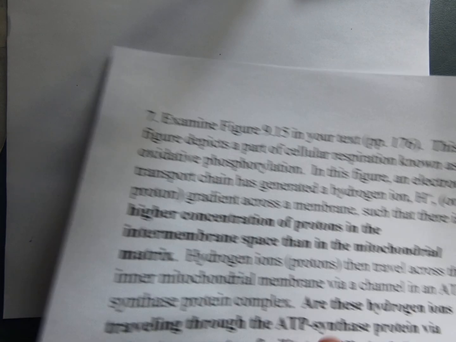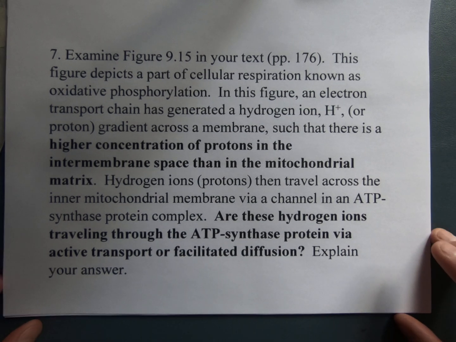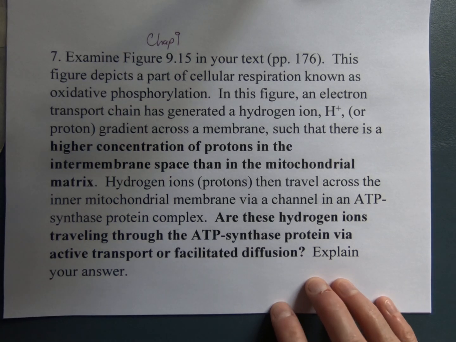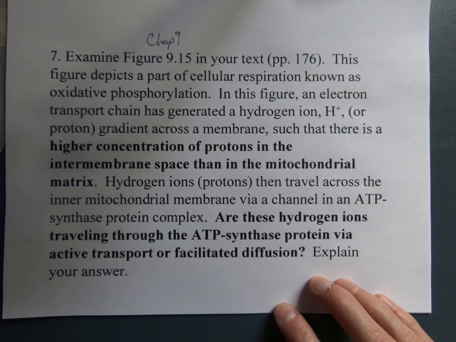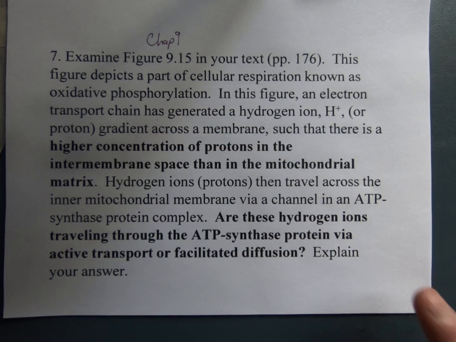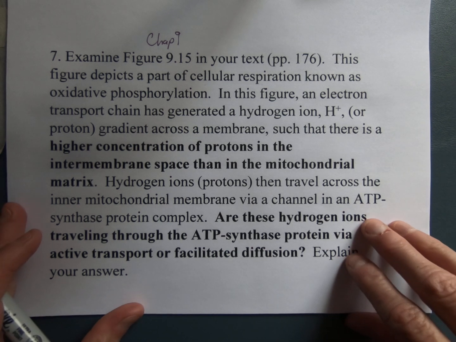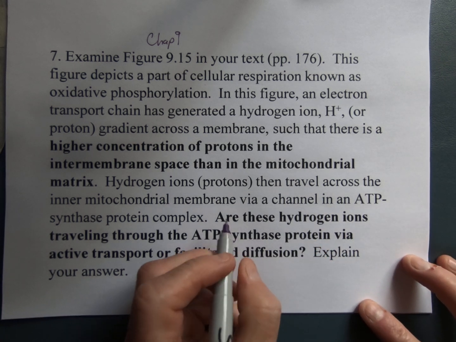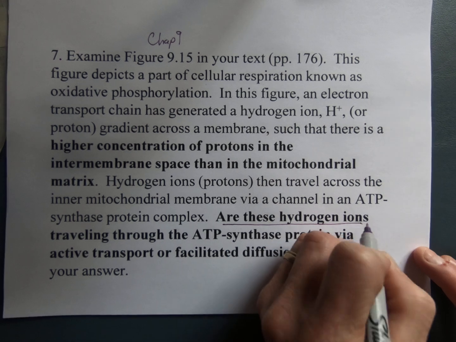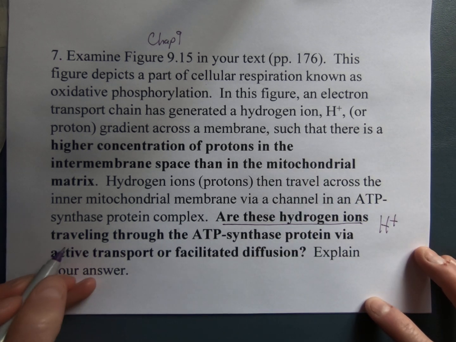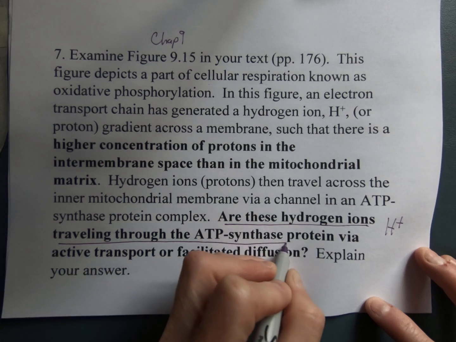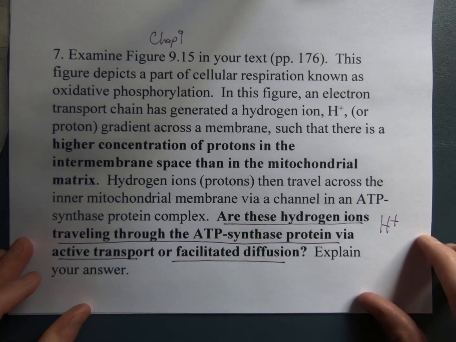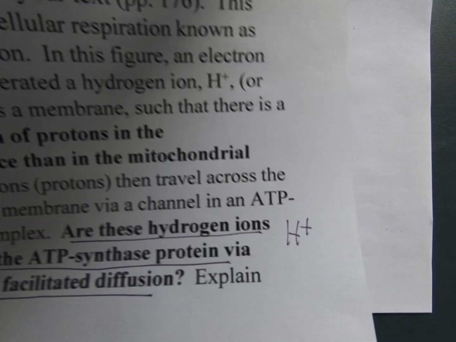Okay, now we've got a very complex question, but don't worry, it's not that complicated. What I want you to do is go to chapter 9 in our textbook. We're going to be focusing on cellular respiration in chapter 9. You know nothing about it, that's okay. But there's a picture in the chapter that I want you to take a look at, and I'm going to show it to you in a second. And the question that I have for you is, are the hydrogen ions, we would call those protons, traveling through the ATP synthase protein by active transport or facilitated diffusion? All right, let's go take a look at this and try to answer that question.